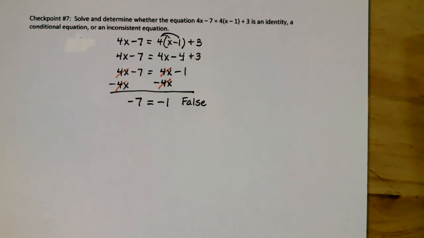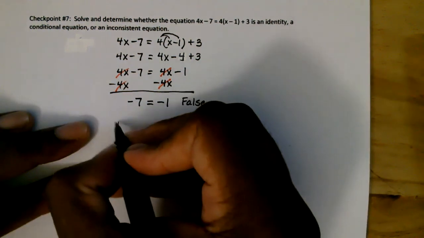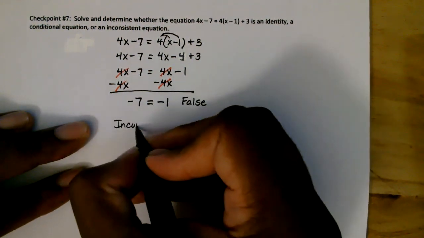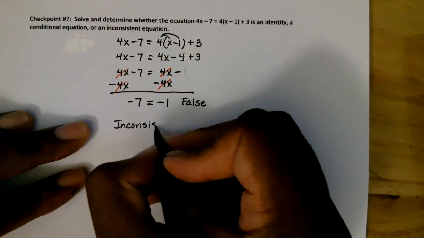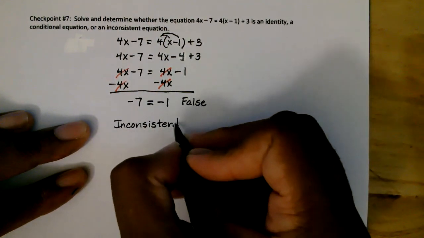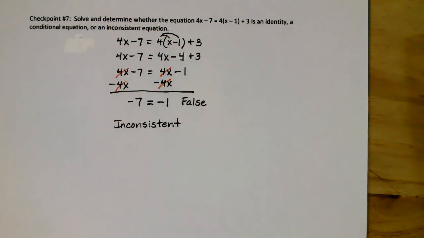So this is a type of equation that is considered to be inconsistent. Because you're not going to find a value of x that will satisfy that linear equation. So here you have an inconsistent equation. Okay. All right, so that will conclude this video on section 1.2, dealing with linear equations and rational expressions.